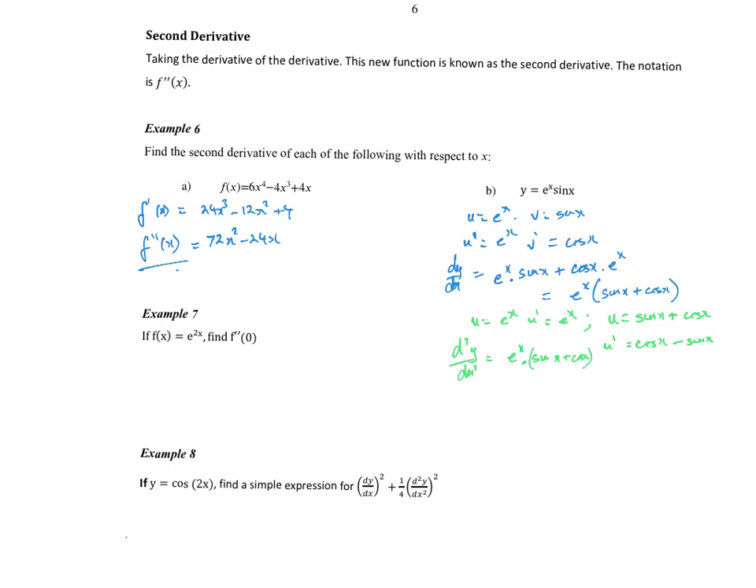sine x plus cos x, plus the derivative of the second function times the first function. So if we expand everything in there, I'm going to get an e to the x sine x minus e to the x sine x, which is 0. And I'm going to get an e to the x cos x plus an e to the x cos x. I'm going to get 2e to the x cos x as my second derivative. Okay.